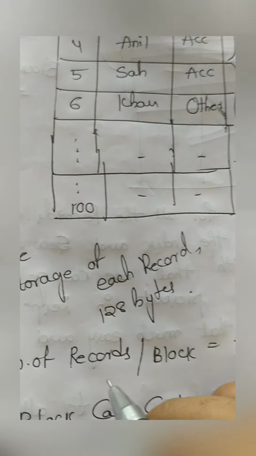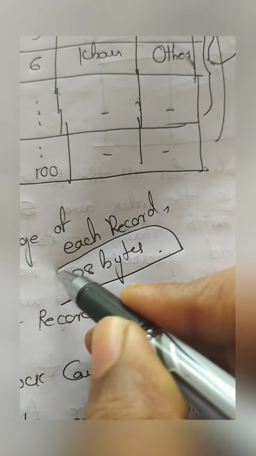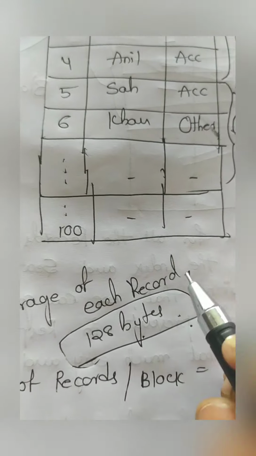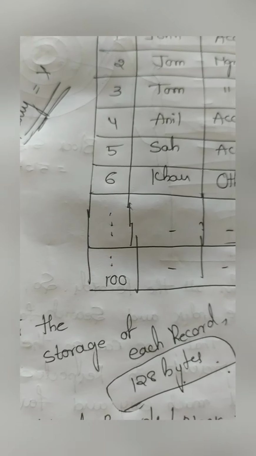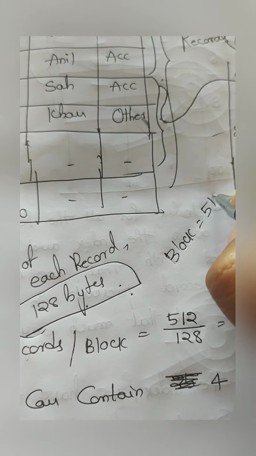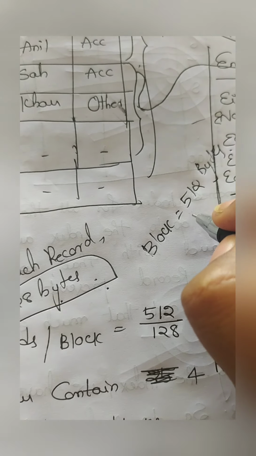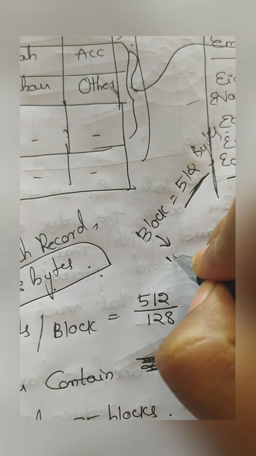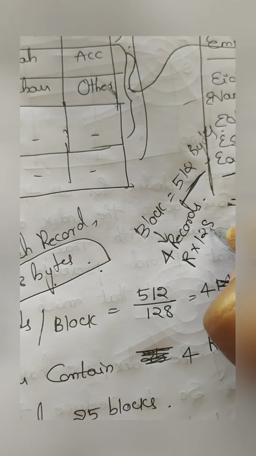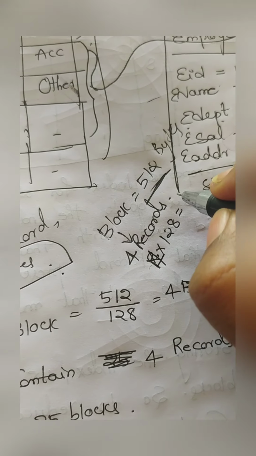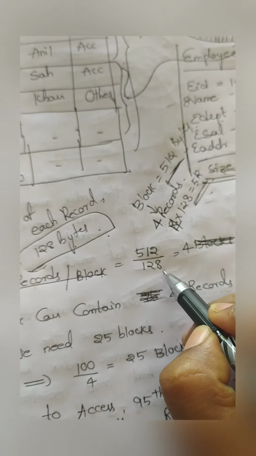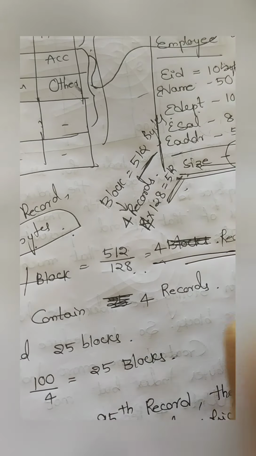So for the storage of each record we need 128 bytes. As we said, each block in the disk structure will contain 512 bytes. So for each block we may store 4 records, that is 4 times 128, which is 512 bytes. Number of records per block equals 512 divided by 128, that is 4 records.